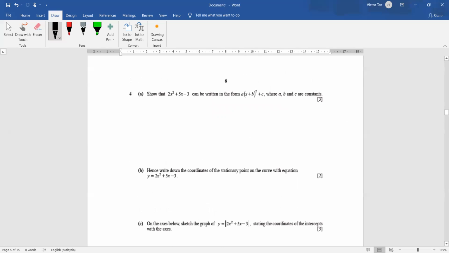Show that 2x squared plus 5x minus 3 can be written in the form 2(x plus b) squared plus c. This is the completed square form. First, factor out the 2, the coefficient of x squared. So it'll be x squared plus 5 over 2 x minus 3.